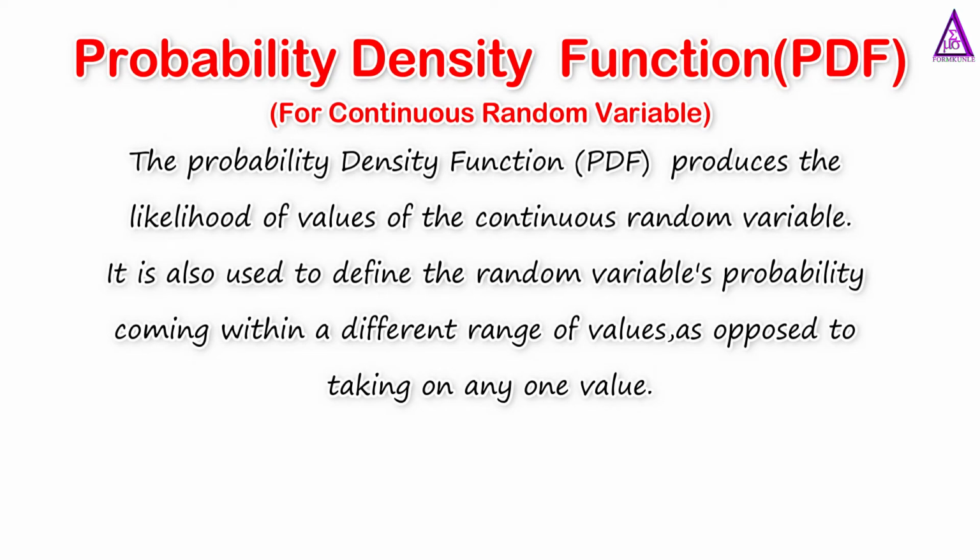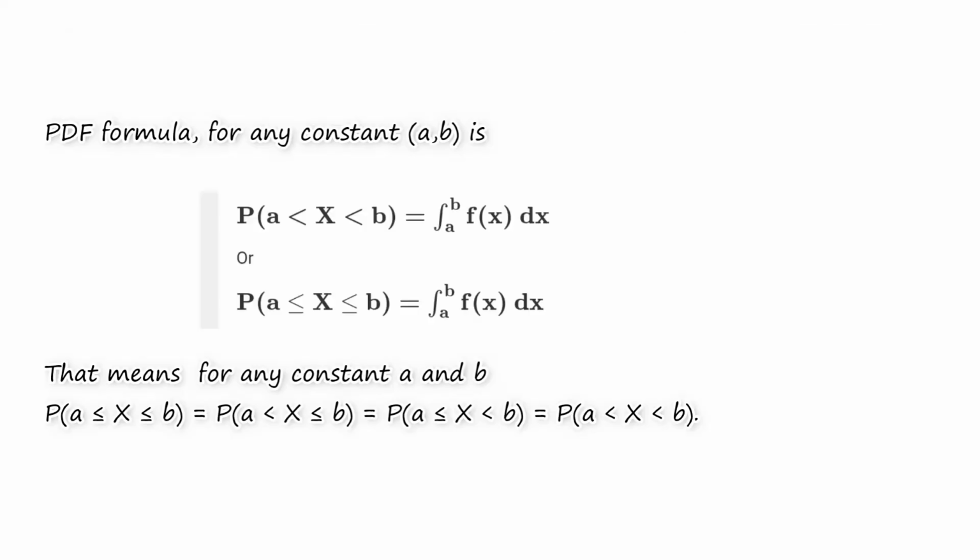Probability density function (PDF) for a continuous random variable. The probability density function produces the likelihood of values of the continuous random variable. It is also used to define the random variable's probability of coming within a range of values, as opposed to taking on any one value. PDF formula.